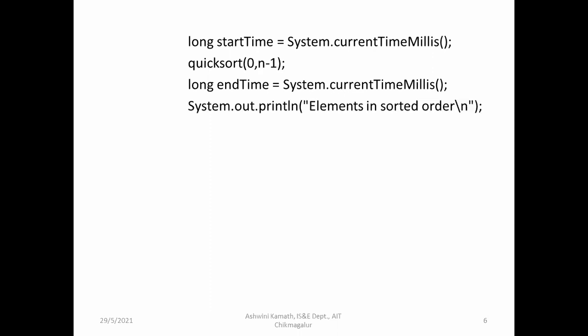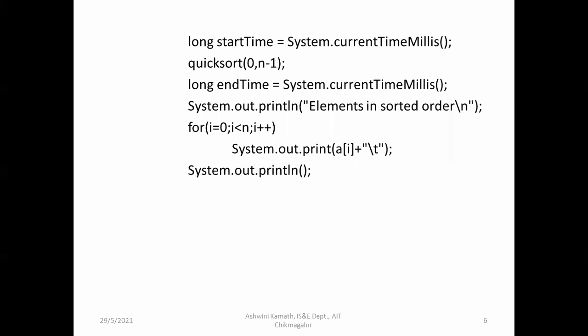Then System.out.println, check whether the elements are in sorted order or not. For checking that, we have to display it, right? Then for i equal to 0 to n, System.out.print a[i] with the tab space. So it will display all the elements with the tab space. Include a new line at the end.